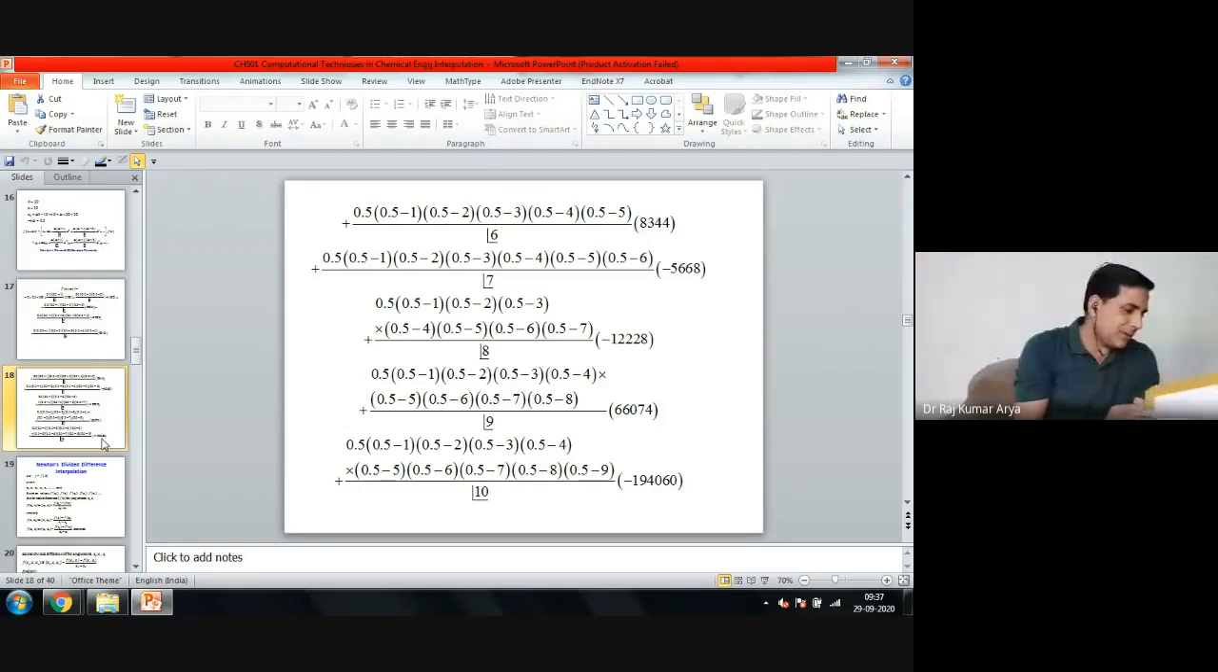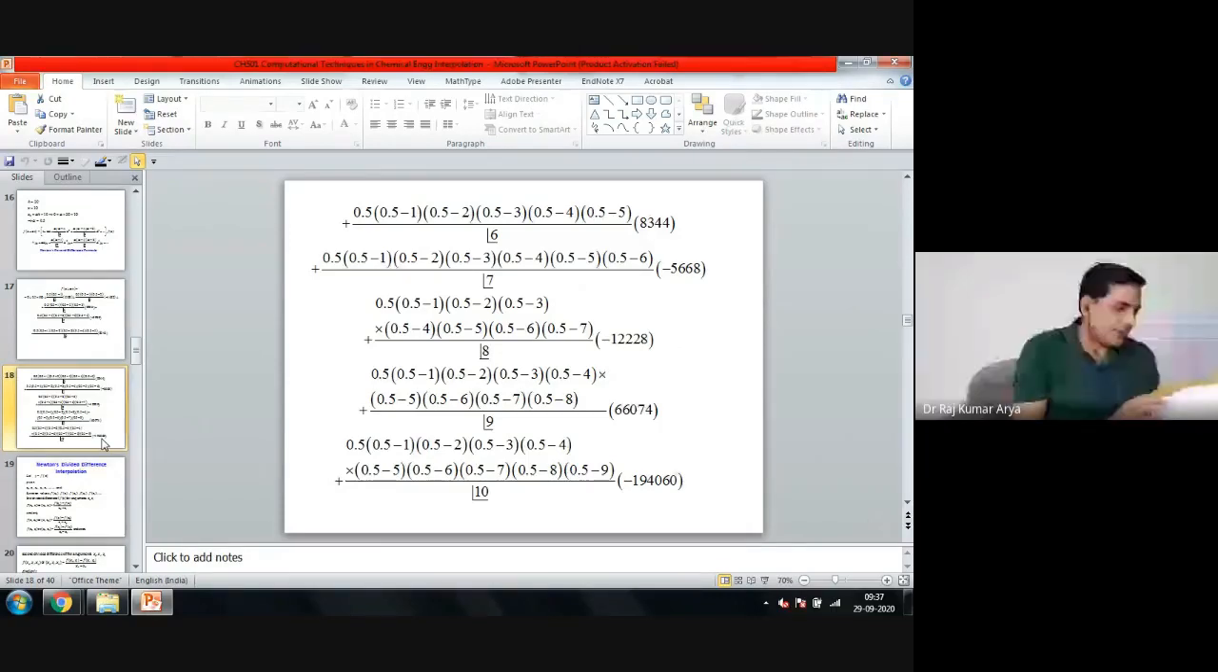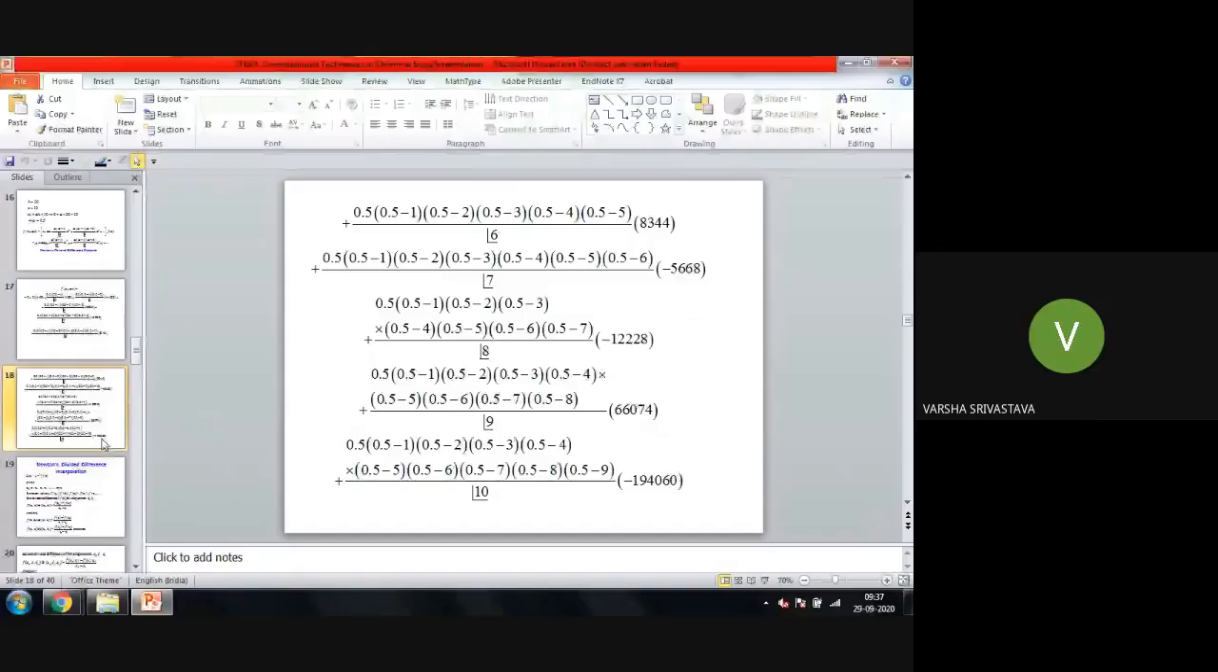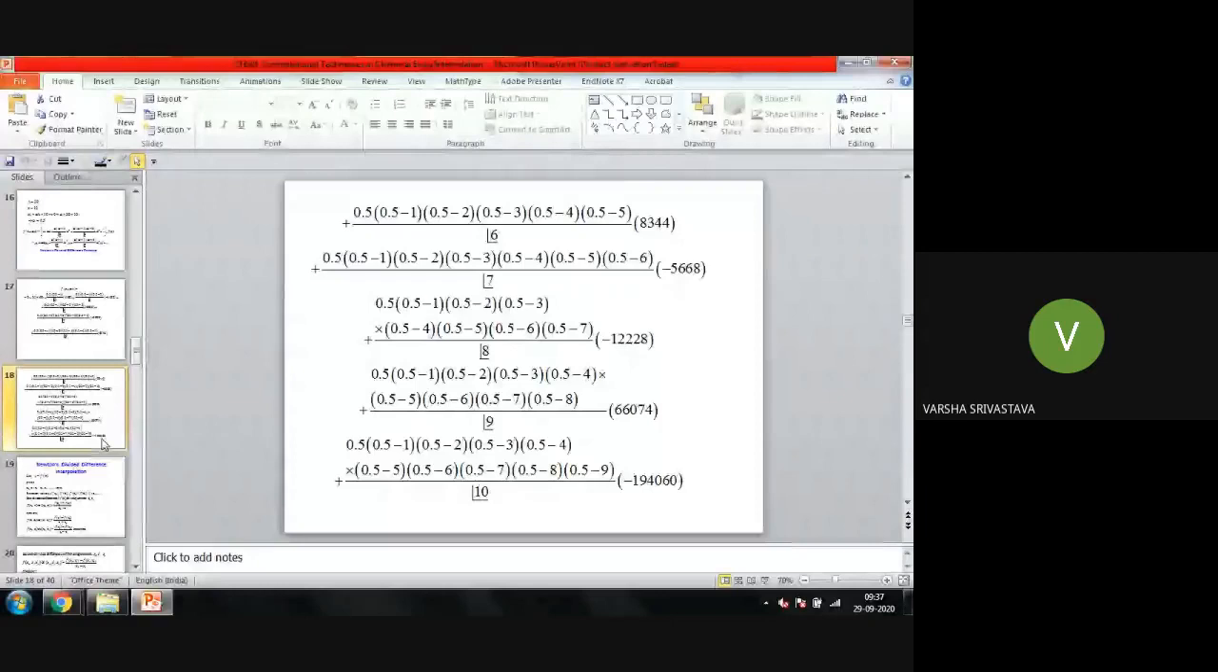Now you did this from the forward difference. Can you do the same thing for backward difference? Did you try for that? No, sir. But you should have tried that because that is given to you. The same thing can be done.